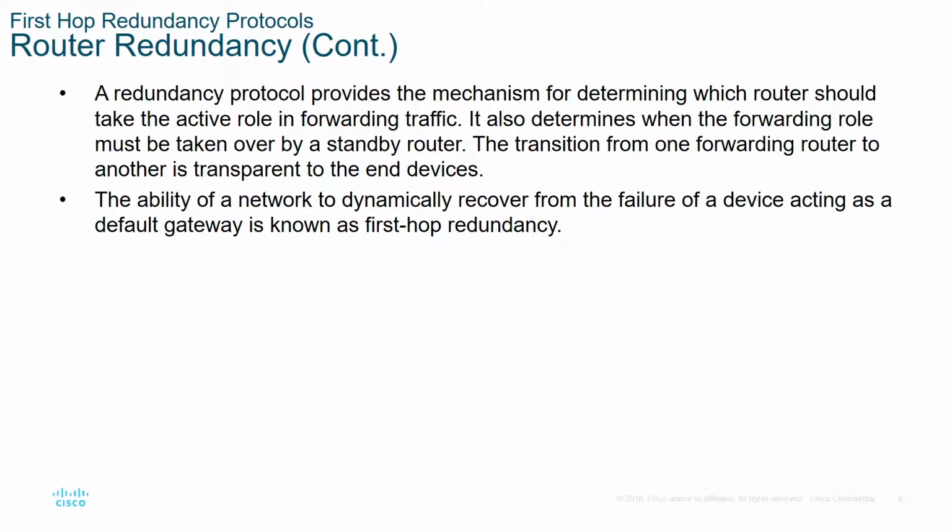A redundancy protocol provides the mechanism for determining which router should take an active role in forwarding traffic. It also determines when the forwarding role must be taken over by a standby router. The transition from one forwarding router to the other is transparent to the end devices. The ability of a network to dynamically recover from the failure of a device acting as a default gateway is known as first hop redundancy.